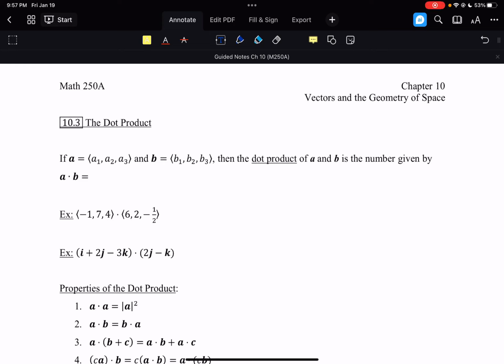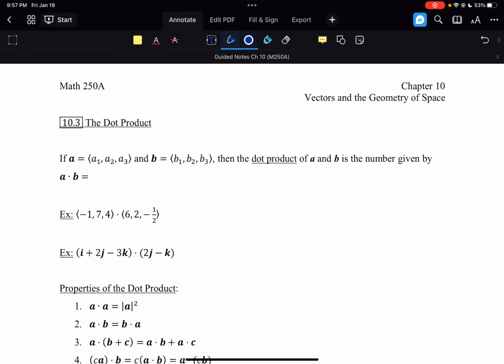Welcome to section 10.3, where we are talking about the dot product. When it comes to working with vectors algebraically, we can perform scalar multiplication that we saw in the previous section, but multiplying vectors by each other is not as straightforward as we might like. There are a couple different ways that we have to approach this, and they produce very different results from each other. The first one that we're going to talk about in this section is the dot product.